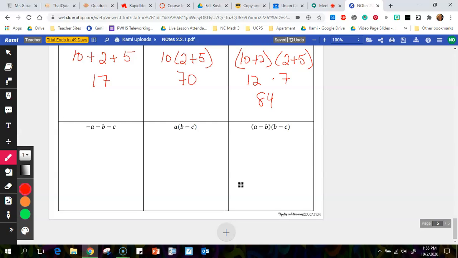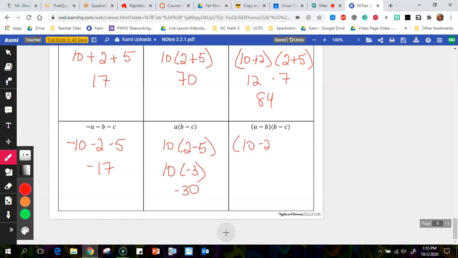And we have 3 more to do, and we're done. This is going to be negative 10 minus 2 minus 5. That's negative 17. This one is 10 times (2 minus 5). 10 times negative 3 is negative 30. This one's (10 minus 2) times (2 minus 5). That's 8 times negative 3, which is negative 24.